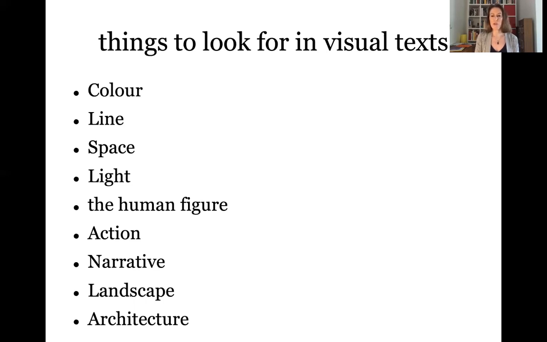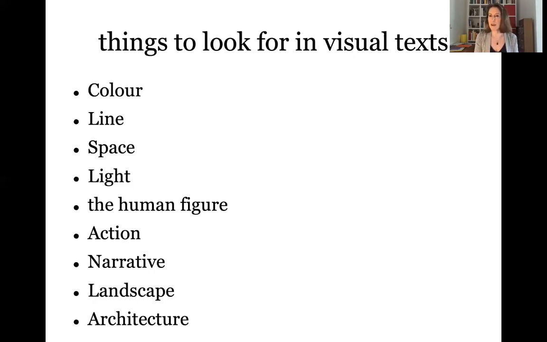We might look out for what the human figure is doing. We'll ask ourselves again, as we did with the poetry, is there action? Is there an action here? What action are we looking at? Is there a narrative? Is a story being told? How is that story being told?